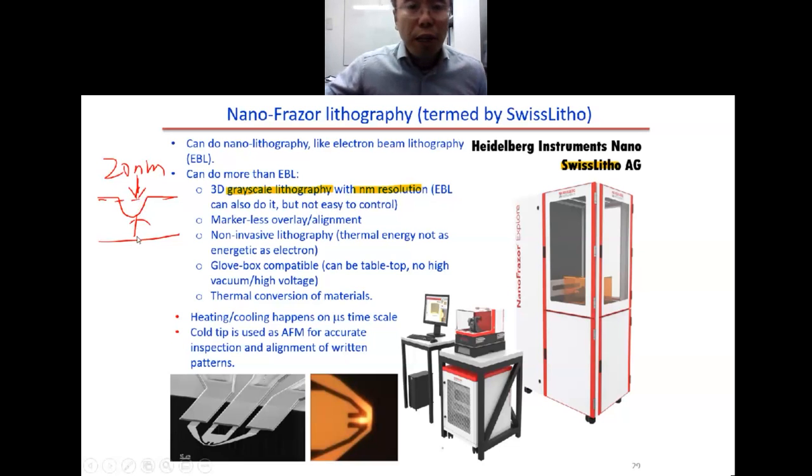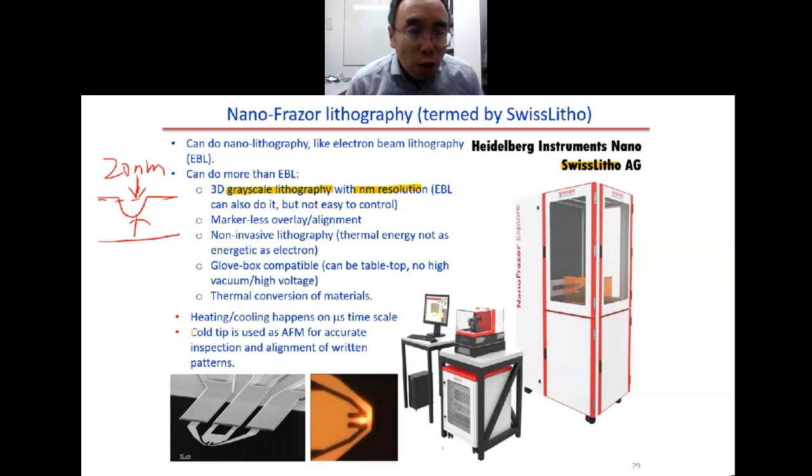Because in the lithography, there is no feedback. You do the exposure, then you do the development, then you see how deep is the hole. But when you do the thermal scanning probe lithography, there is the feedback. So how to do the feedback? So when the tip is hot, you burn the hole.